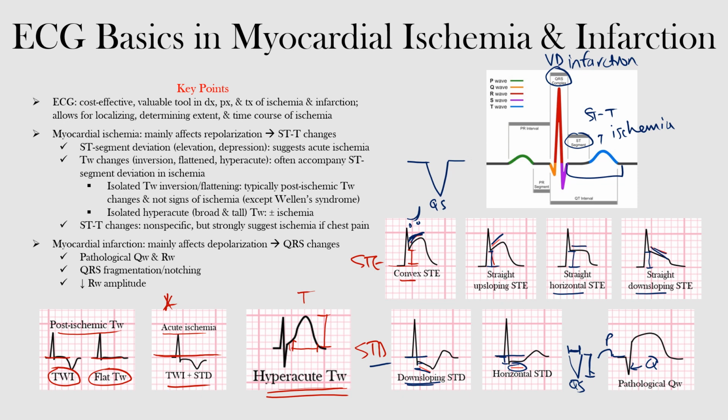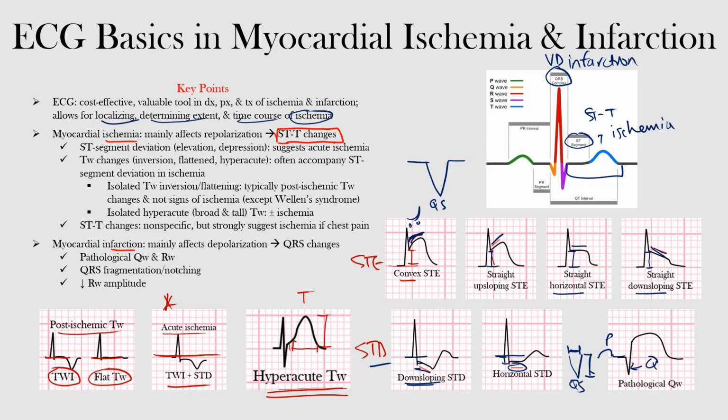So let's briefly review what we discussed before we end. So again, the EKG is really a cost-effective, valuable tool in making the diagnosis, predicting the prognosis, as well as the treatment in ischemia and infarction. It allows for localizing, determining the extent, and time course in ischemia, okay, because different changes occur early on versus later, and we'll go through the EKG progression during these time phases. Myocardial ischemia, remember, this is one of the main takeaways I want you to get from here, is that ischemia affects the ST and T segment, okay? So that's the ST segment and the T wave are the ones that are affected mainly.